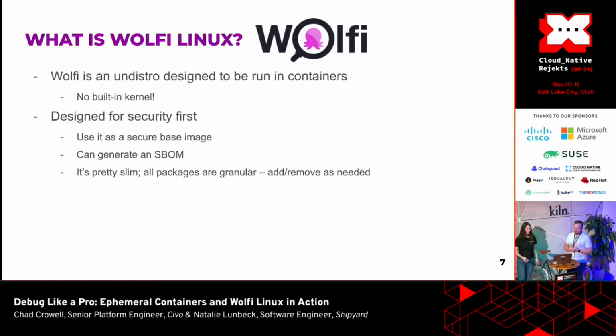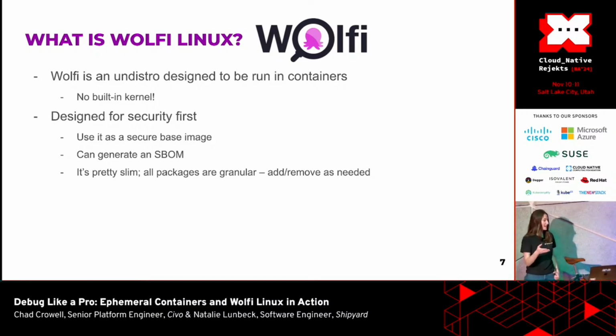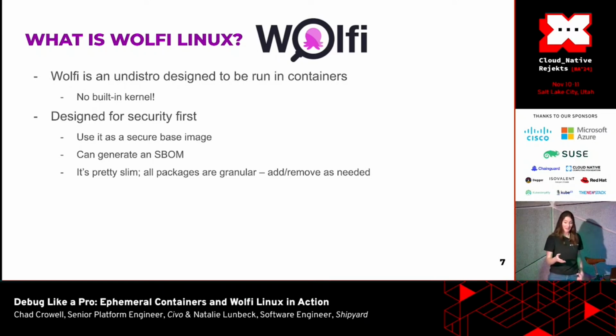So on that note, we wanted to talk a little bit about Wolfi Linux, and Wolfi is one of ChainGuard's images. It's actually what they use as the base image for all the ChainGuard images, which is great. So if you've used a ChainGuard image, you by default have used Wolfi Linux. It's designed first and foremost to be run in containers. It's an undistro, and the base version has no built-in kernel. The dev version does, but the base version only has the necessary packages and dependencies for its runtime itself.